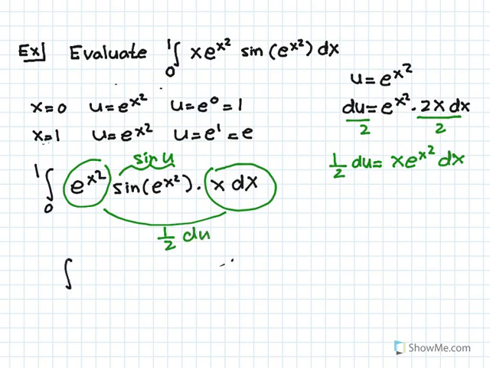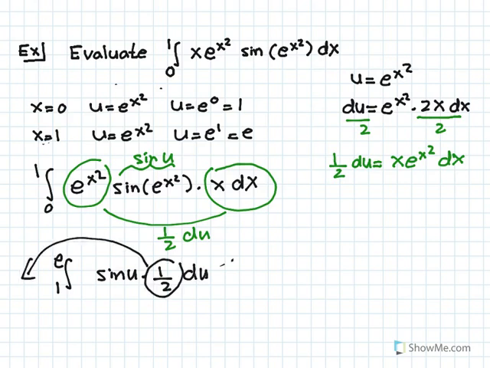So we transform the limits. The u limits are now from 1 to e, and we get sine u times 1/2 du. 1/2 is a constant. It passes through the integral. So we get 1/2 integral from 1 to e sine u du.